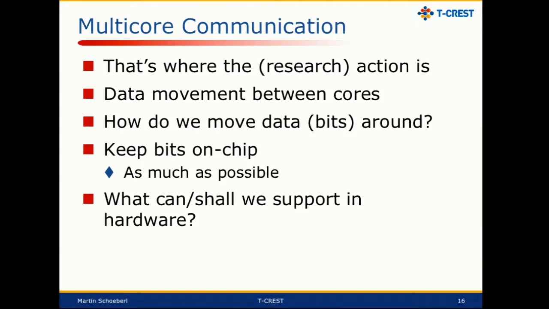And what I see as the main action in this project is actually communicating between these many cores. How the data is moved around, message passing or different ways. And we want to keep as much as possible of the data which we communicate between the cores on chip, because going off chip is simply very expensive, harder to predict, and so on.